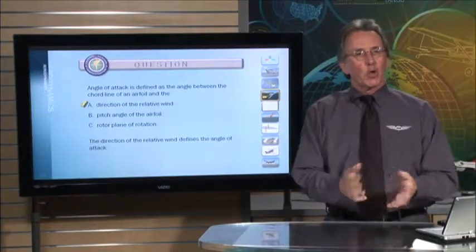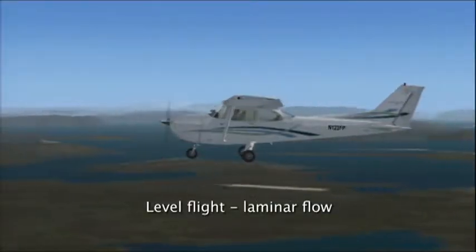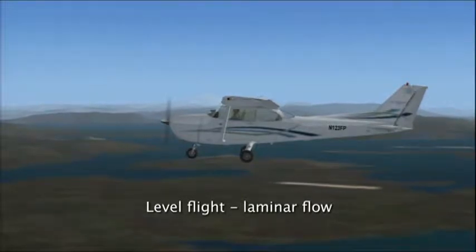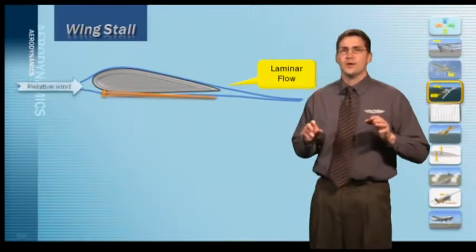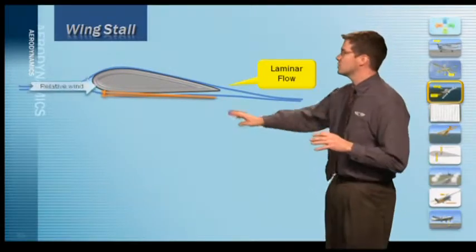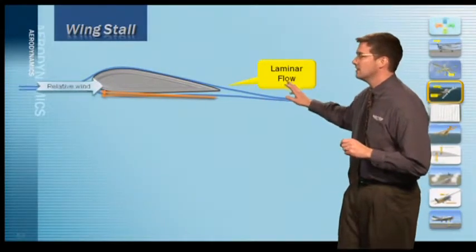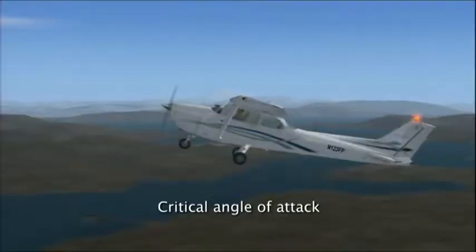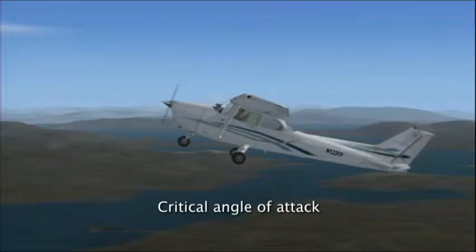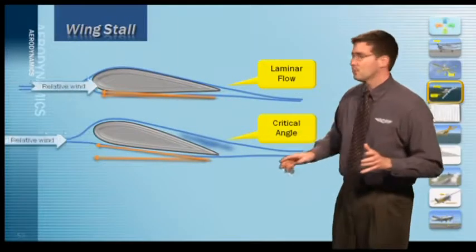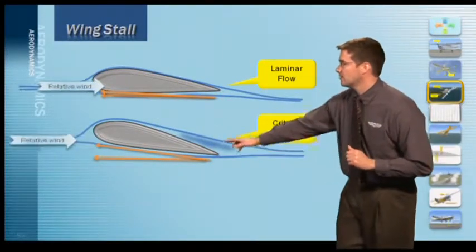All right, let's rejoin our instructor. Here is a wing in level flight. Air is moving over and under the wing in a nice, smooth flow. This is called laminar flow. But notice as the angle of attack is increased, there's a little bit of burbling going on right back here at the trailing edge.